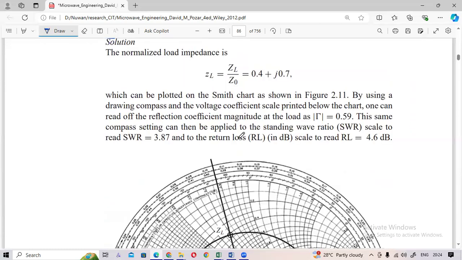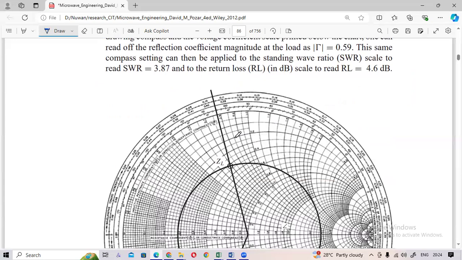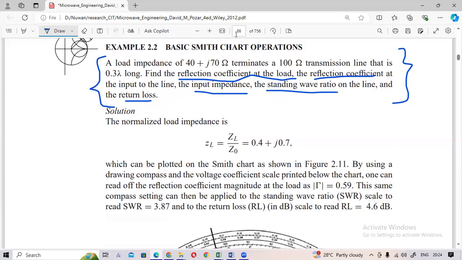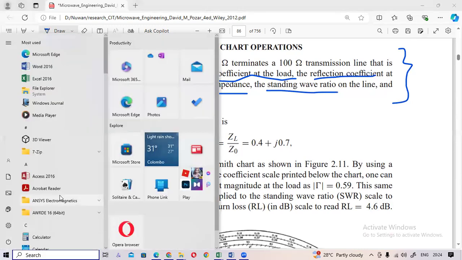So we learn Smith chart, how to calculate those parameters, okay. So those are the things we have learned up to now, okay. So actually, those are the things we have learned up to now. Very simple things we have learned.